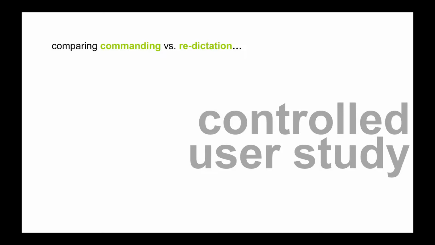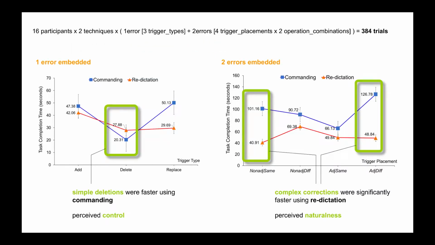So now that each technique was implemented, we wanted to compare the two techniques to understand the pros and cons of each technique and how they allow the user to make corrections efficiently. For this, we ran a controlled user study where 16 participants used both the techniques to correct texts that were embedded with either one or two word errors arranged in different levels of complexity.